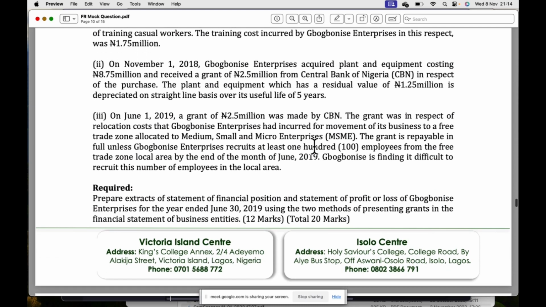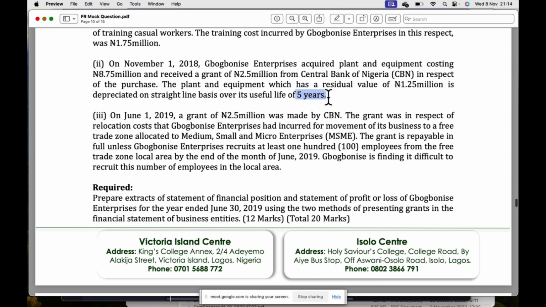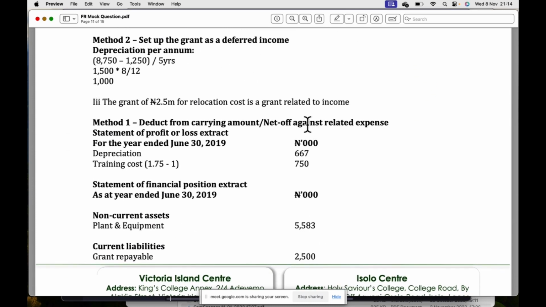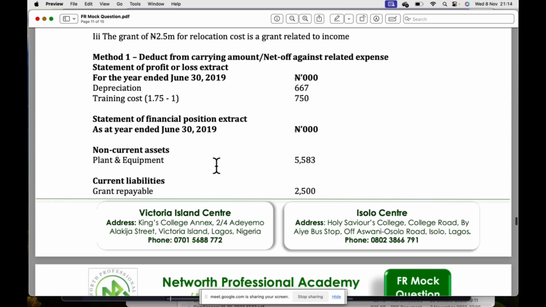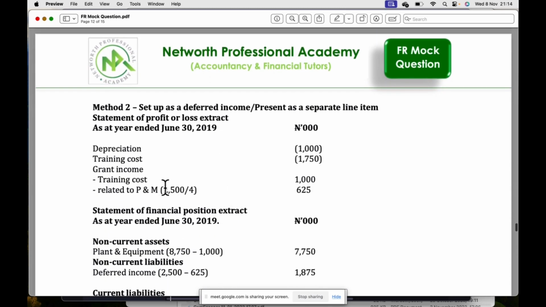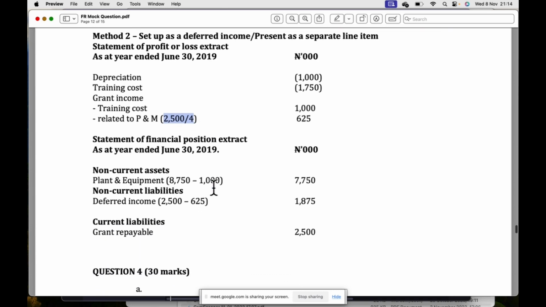What's the useful life of the asset? Where is it? It's 5 years. So that means I will recognize this grant of 2.5 million. Where's method two? Yeah, but I recognize it over 4 years here. Why did I do that? Why did we do this?